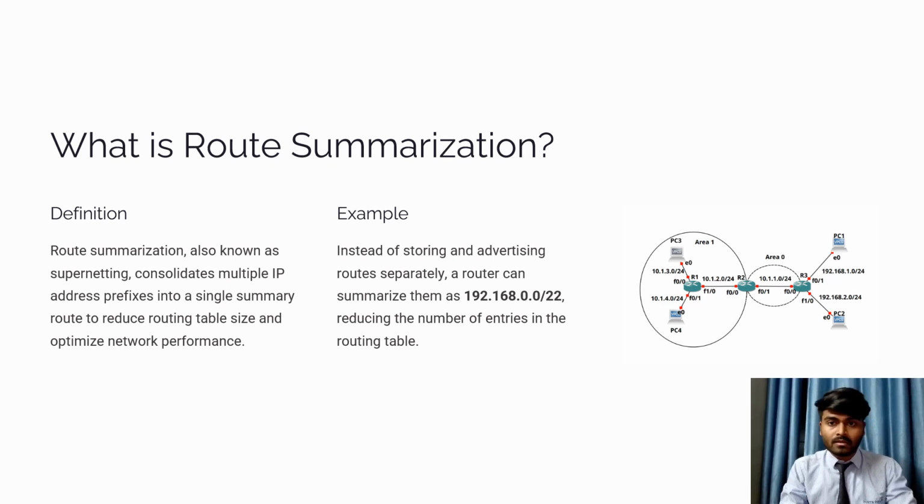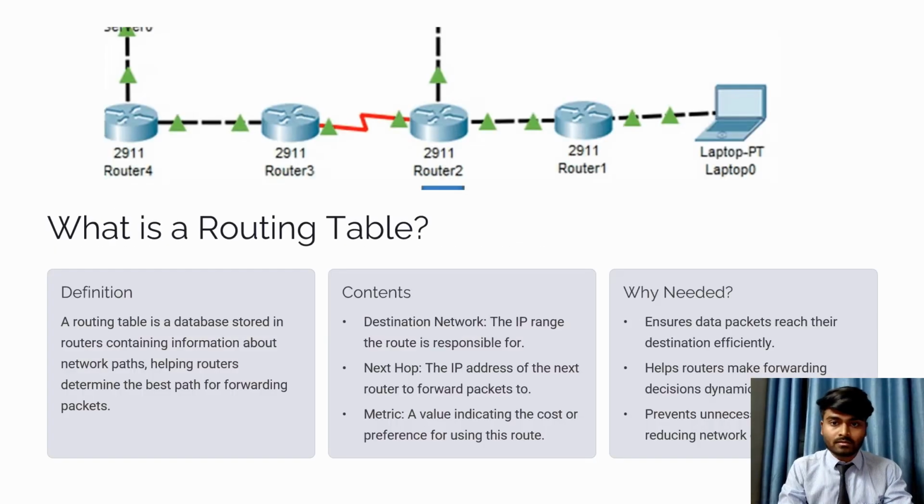What is a routing table and why is it needed? The routing table helps us ensure that data packets reach their intended destination efficiently. It helps routers make forwarding decisions dynamically. It prevents unnecessary broadcasting, reducing network congestion. However, as networks grow, routing tables become large, leading to increased memory usage and processing delays. This is where route summarization becomes essential.